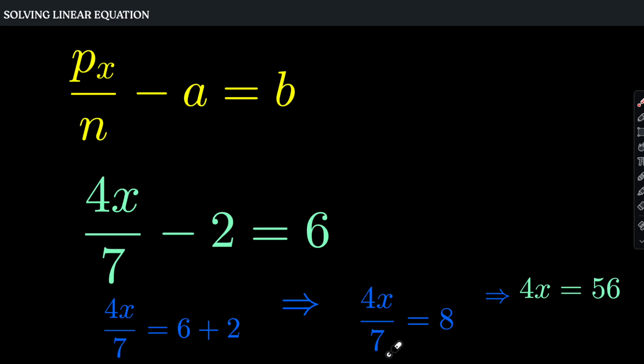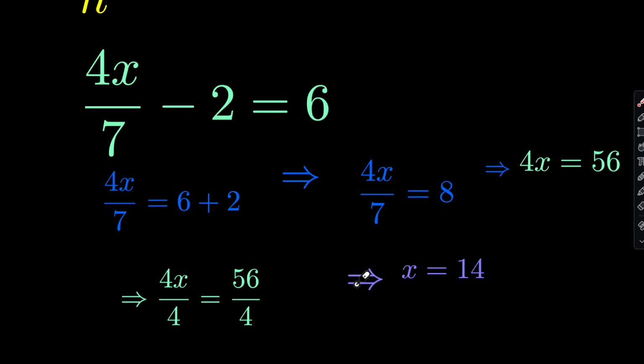We can do a cross multiplication if there is no plus minus term on either side. So 7 will go from denominator on one side to the numerator on the other side and will get multiplied by 8. So 4x is equal to 8 times 7, so that is equal to 56.